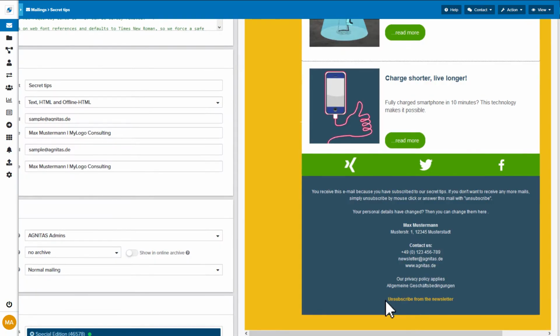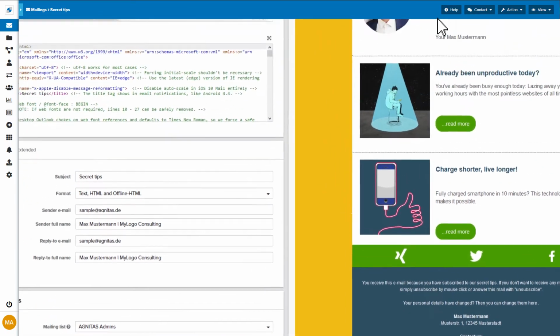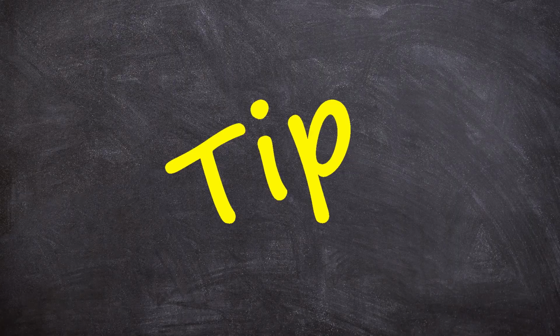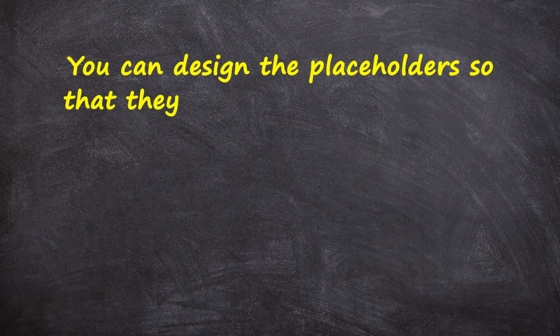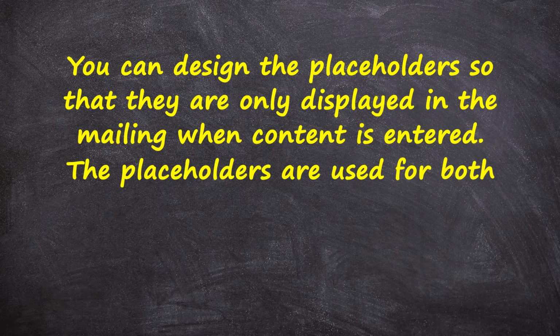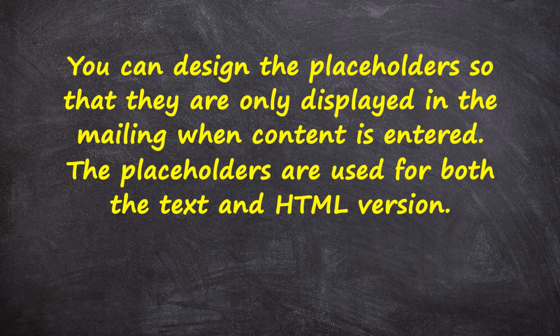With AGNITAS tags, you can create dynamic placeholders, which you can then fill in the Content tab. Tip: you can design the placeholders so that they are only displayed in the mailing when content is entered. The placeholders are used for both the text and HTML version.